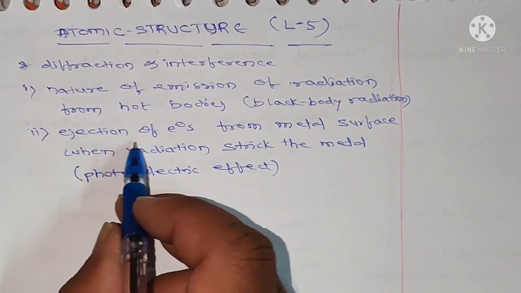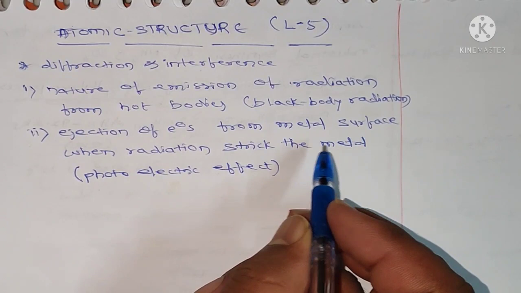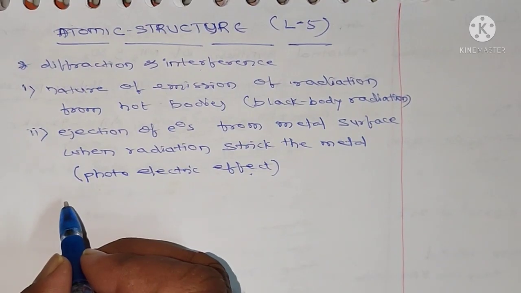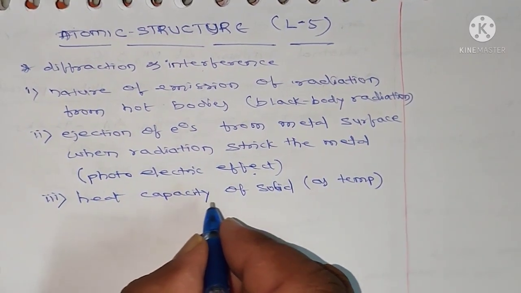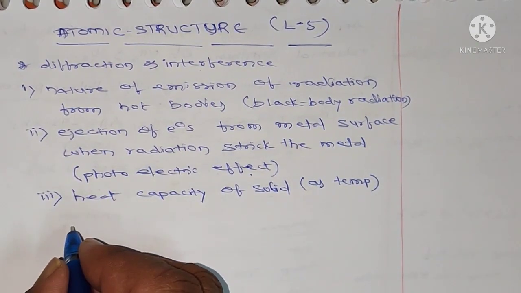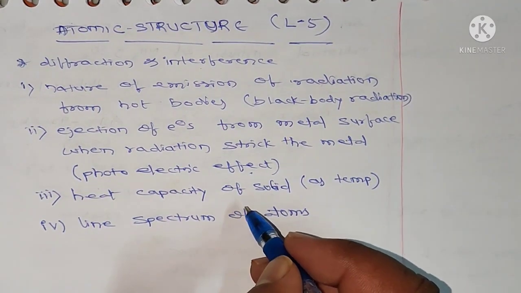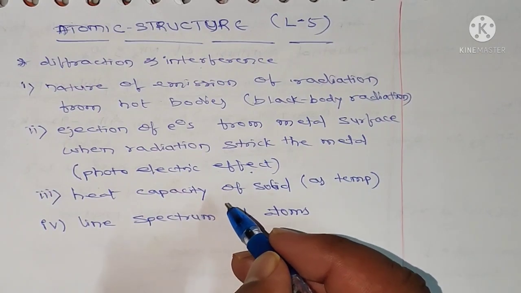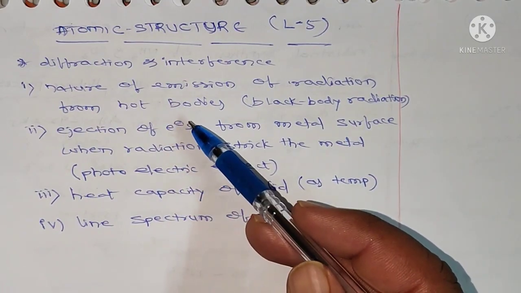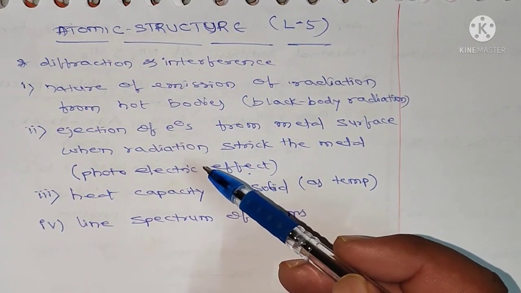And the ejection of electrons from a metal surface when radiation strikes the metal is called the photoelectric effect. And the heat capacity of solids as a function of temperature, and the line spectrum of atoms, are not explained by the wave nature of electromagnetic radiation. So these observations are not explained by the wave nature of electromagnetic radiation.